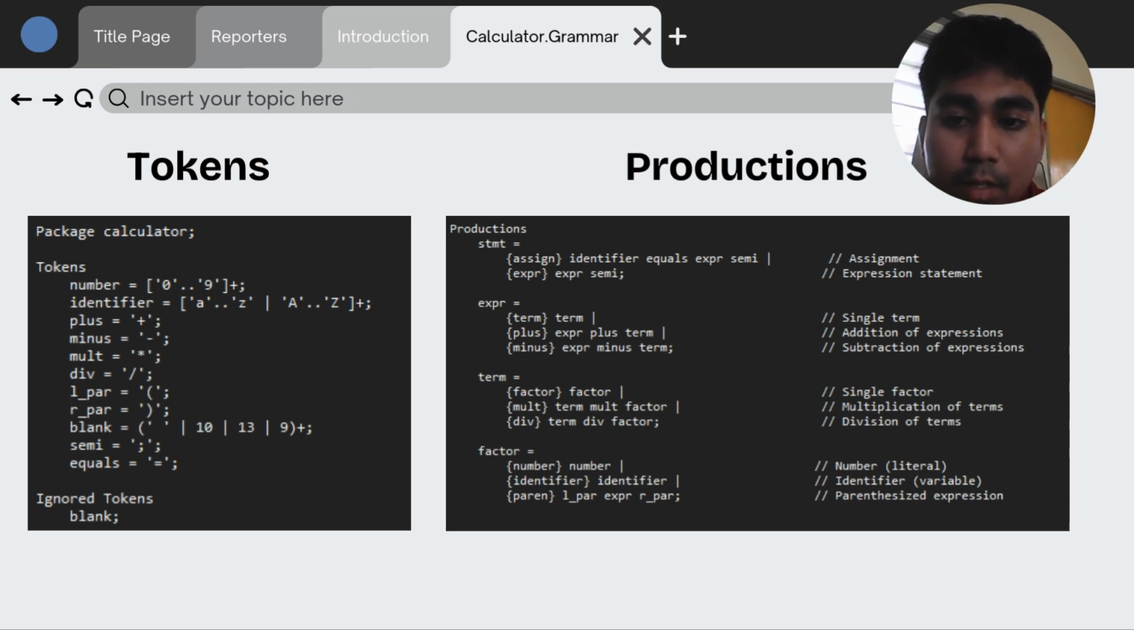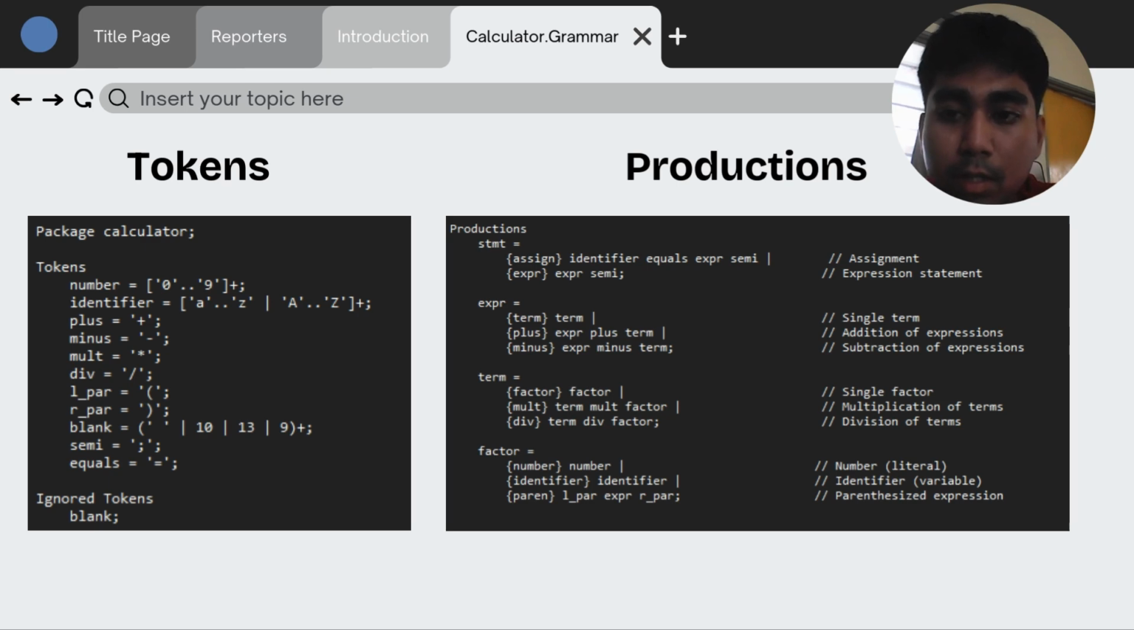Our calculator grammar has these key features, which are variable assignments: you can assign values to variables using equals. Operator precedence: it respects the order of operations, such as multiplication before addition. Parentheses: you can group expressions to control the order of evaluation. And simple syntax: the semicolon ensures clear statement endings.